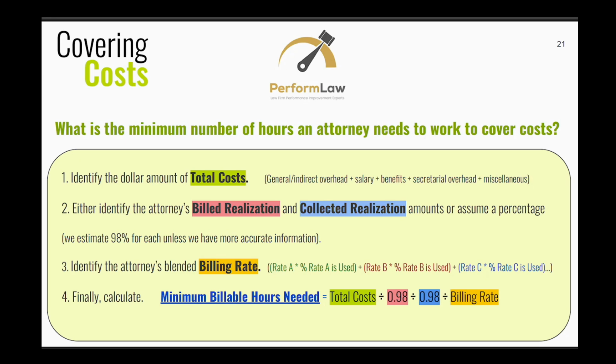Of course, ideally, you don't want the attorney to just break even. You want them to work enough hours that they also turn a profit. But this just tells you the minimum billable hours needed so they don't cost you anything extra. And then everything above that is ideally going to bring in a profit.